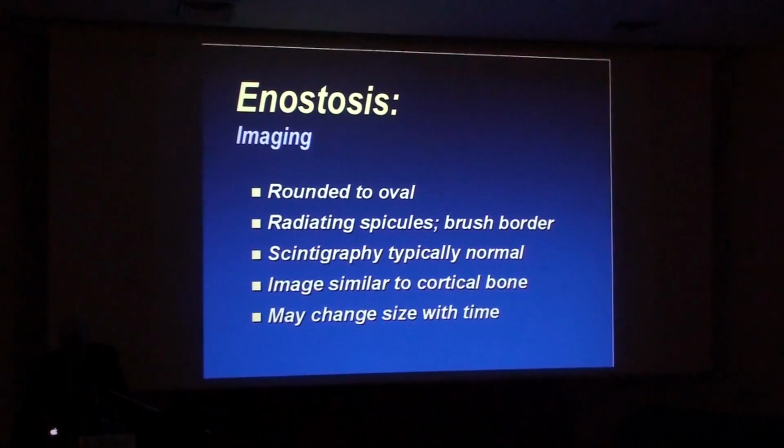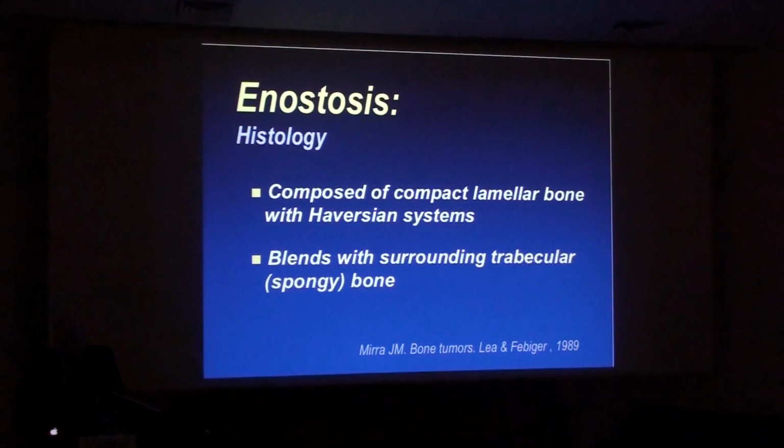And very importantly, when we see them on MR imaging, they should image identical to cortical bone because they are cortical bone in a different location within the medullary canal, and so it should image identical to the cortex. And finally, something that we often forget about is they can change their size over time, becoming larger and occasionally even disappearing. They're composed of compact lamellar bone, typical of what we'd see in the cortex with a haversian system, and they blend imperceptibly to the adjacent trabecular bone, which gives them that brush-like or spiculated margin.